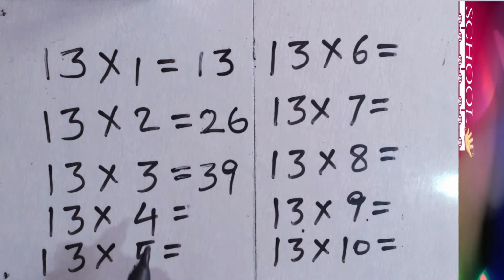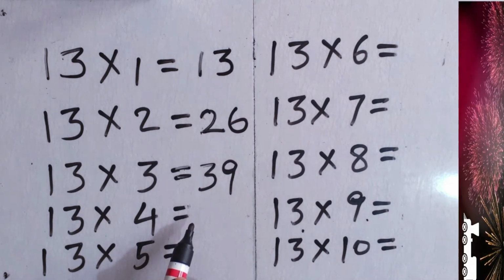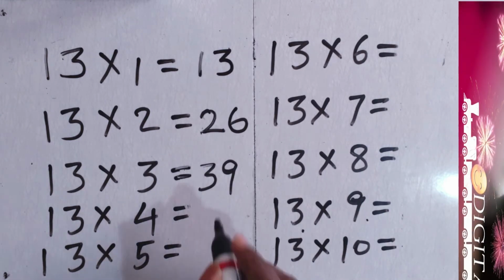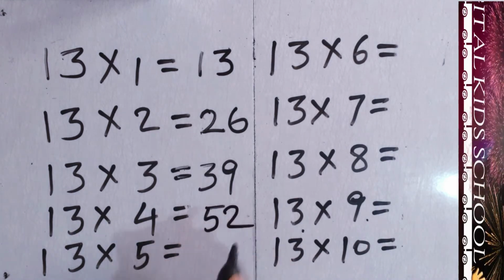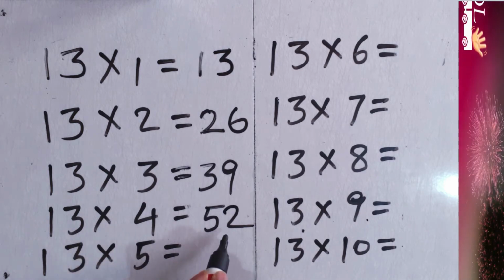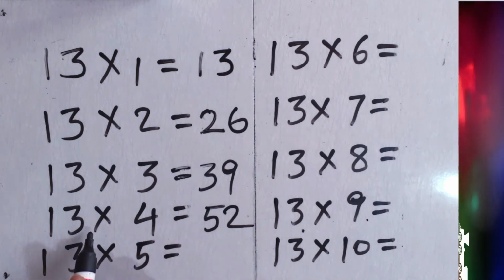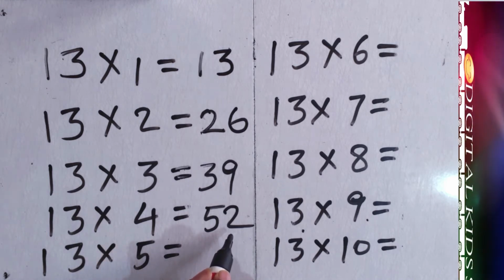Tell me the answer. What is 13 into 4? 13 into 4 is equal to, write the answer, 52. 13 4 is 52. 13 multiplied by 4 is equal to 52.